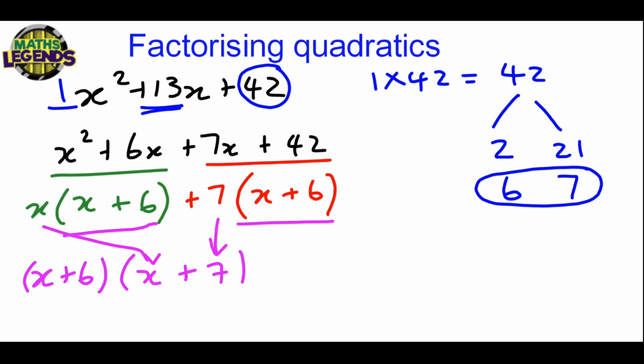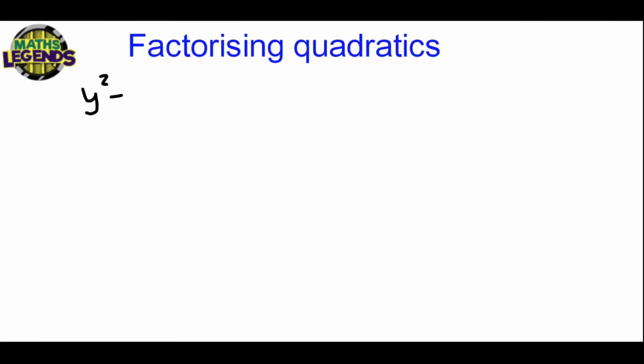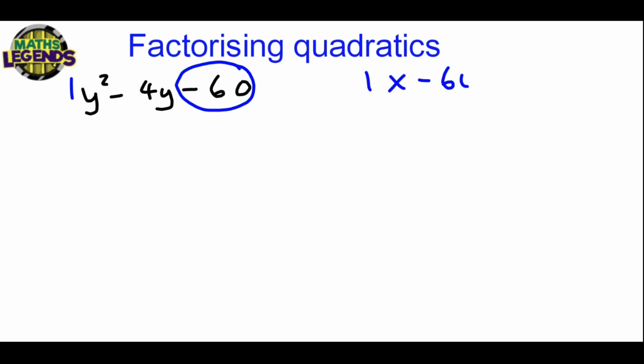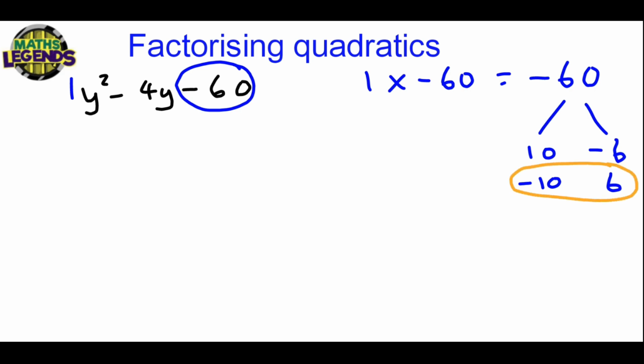Now let's look at another example. Y squared minus 4y minus 60. So we have a 1 in front of the y squared, and we're interested in minus 60. The sign is important, so we're going to treat this as minus 60 here. So 1 times minus 60, which is minus 60. So we look at the pairs here. Now the two numbers that we write must multiply to give you minus 60. So we can write 10, minus 6, minus 10, 6. Now we can stop here because the sum of these is equal to minus 4, which is what we were looking for.